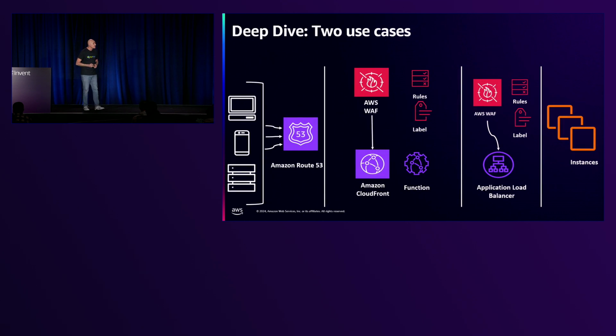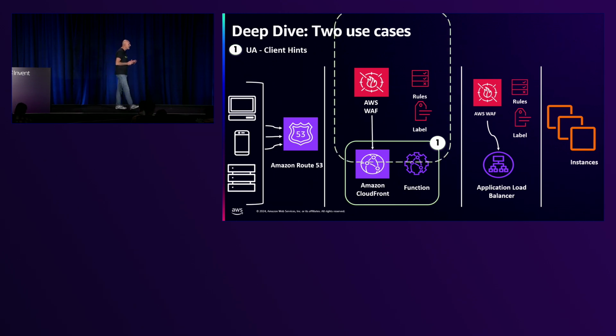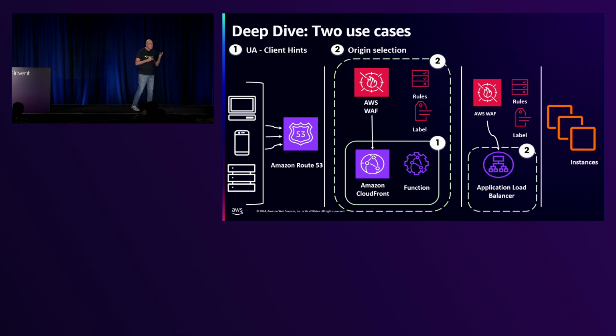What are the use cases that I'm going to focus on and show? First, user agent. What is the meaning of user agent, how we tackled client hints, what Google introduced about user agent, and how they are answering the privacy concern about it. I will show an example. And second, the collaboration between the WAF and CloudFront function, and how we leverage it for our business around origin selection.